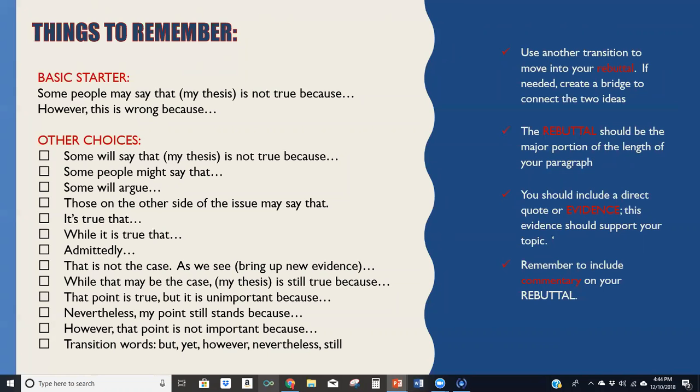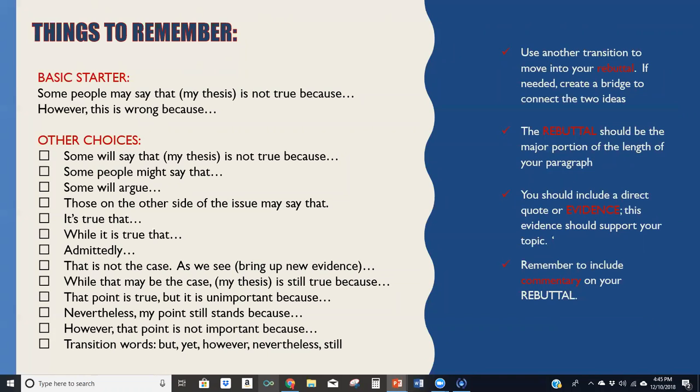So then the rebuttal, again, is that major portion of your argument. I, as a teacher, want to hear from you and your thinking. It's so much more important than just what the other side's thinking. I want to know why and how you think the other side or the counterclaim is incorrect. So remember to let your words shine, and they should take up the majority of the paragraph. So the rebuttal should be the majority of it.